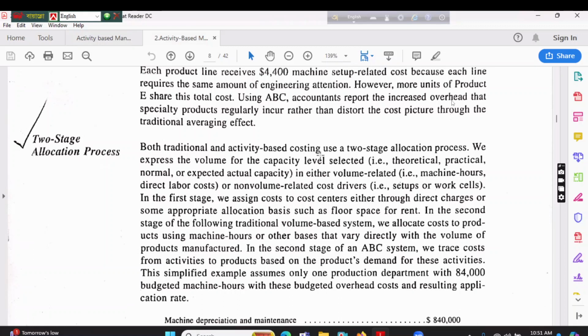Both traditional and activity costing use a two-stage allocation process. We express the volume for the capacity level selected: theoretical, practical, normal, or expected actual capacity.